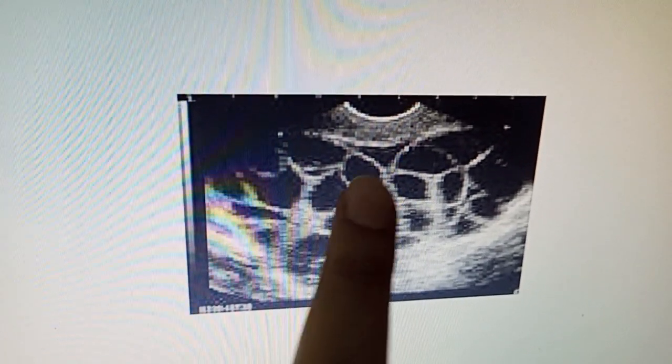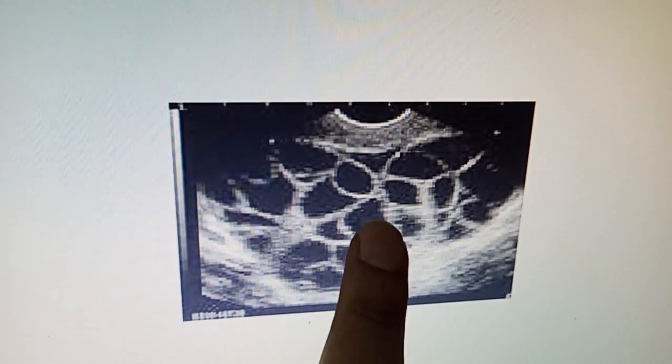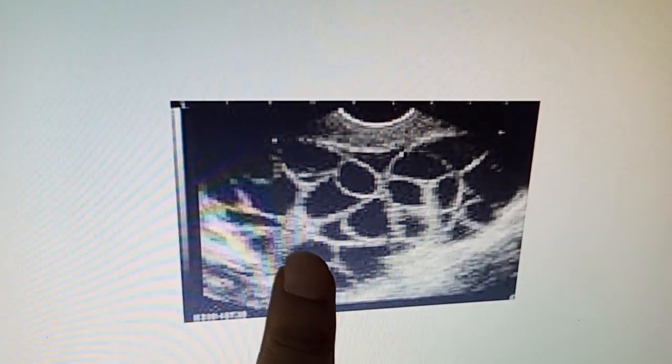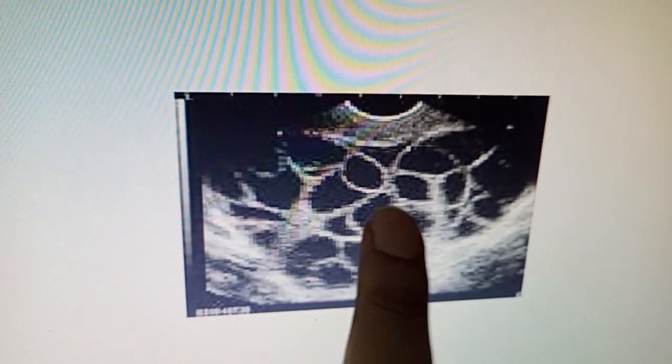This is the case of the ovarian hyperstimulation syndrome. You can see that the ovary is massively enlarged, up to more than 12 cm. Multiple enlarged cysts are noted. These cysts are arranged like a spoke wheel pattern. The ovary appearance is most likely spoke wheel pattern. You can see the central area, and this is the spoke wheel pattern, characteristic of the ovarian hyperstimulation syndrome. Massively enlarged ovary, more than 12 cm, enlarged cysts, and spoke wheel pattern. This is the characteristic of ovarian hyperstimulation syndrome.